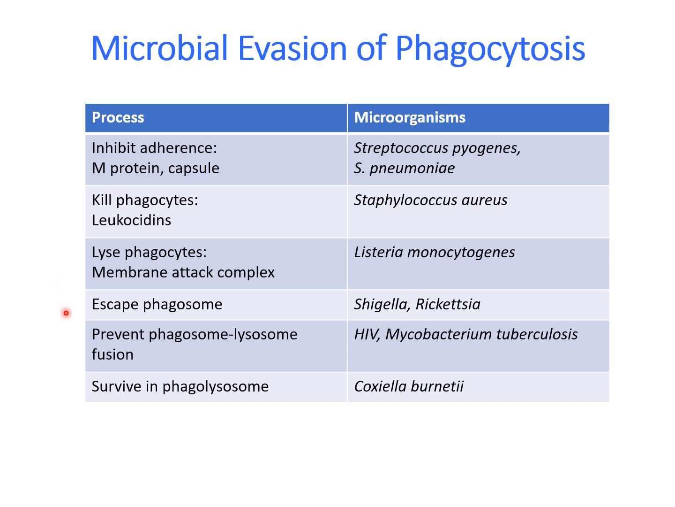Shigella and Rickettsia are able to escape the phagosome. HIV and Mycobacterium tuberculosis are able to prevent phagosome-lysosome fusion. Coxiella burnetii is able to survive in the phagolysosome despite the action of digestive enzymes.